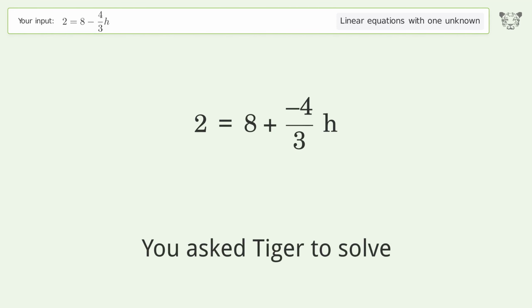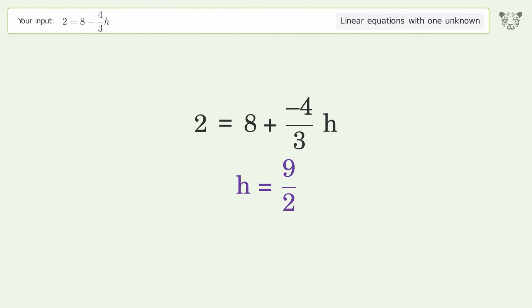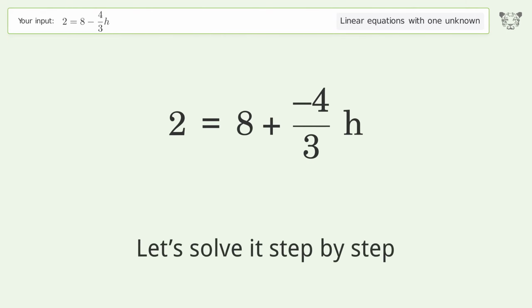You ask Tiger to solve. This deals with linear equations with one unknown. The final result is h equals 9/2. Let's solve it step by step.